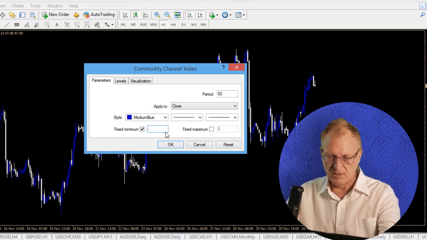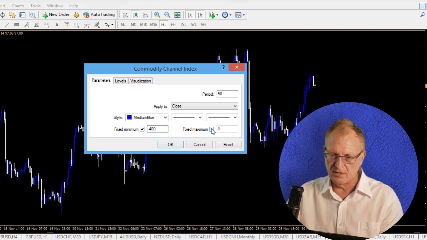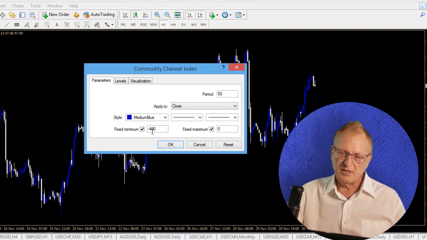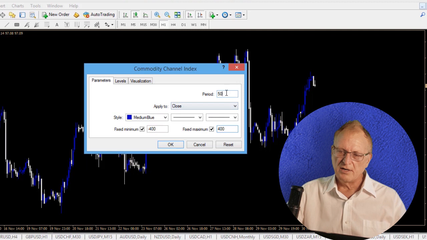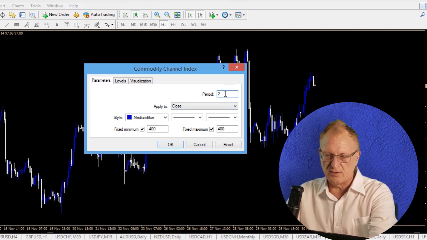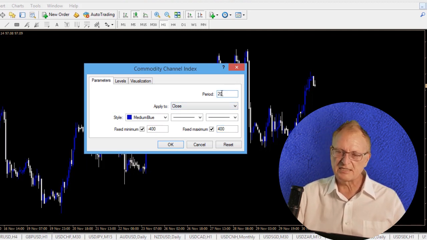minimum, and I'm going to put in negative 400 and a fixed maximum of 400, and we'll have a period of 20. Apply to the close, which I prefer, and then here you can choose a color, the thickness, and the style.